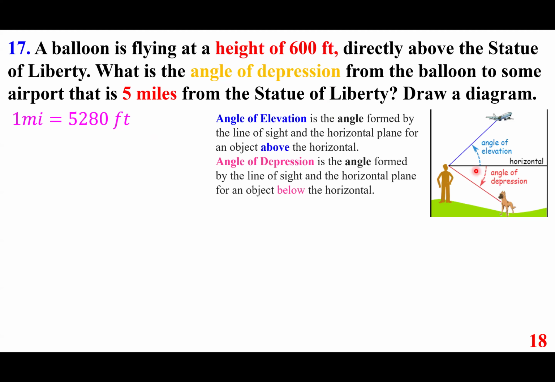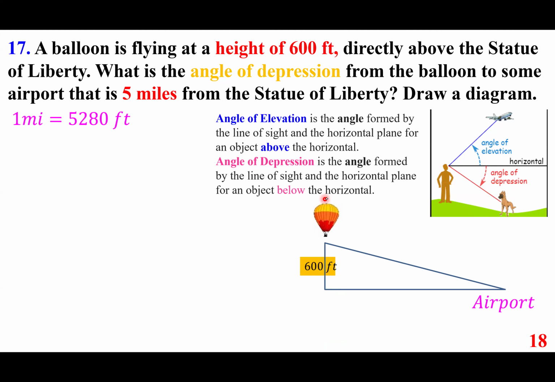Reminding everyone, this is the horizontal plane or line, and if you look up is the angle of elevation, looking down is the angle of depression. So angle of elevation is the angle formed by the line of sight and the horizontal plane for an object above the horizontal. Angle of depression is the angle formed by the line of sight and horizontal plane for an object below the horizontal. So that's something we should know. I wanted to remind you that.